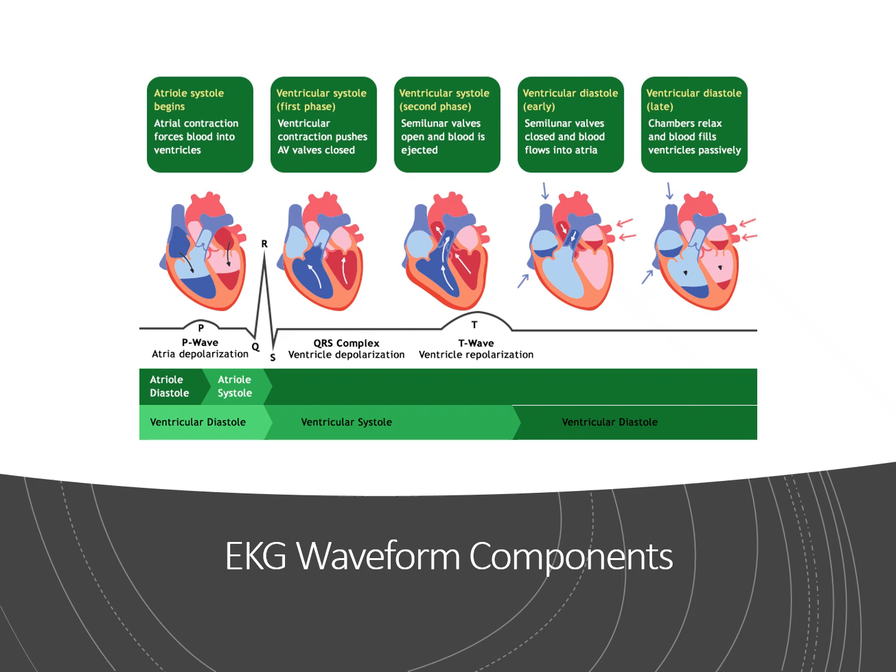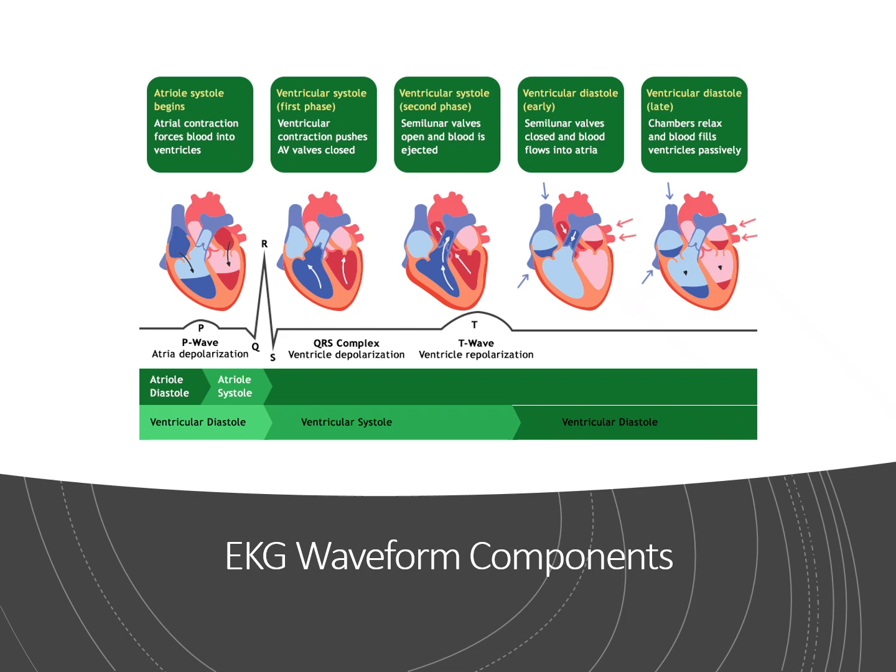Every rhythm we're going to analyze is built from these same electrical components. If you understand just this baseline, you can build toward recognizing both normal and abnormal rhythms. So let's start with the P wave. This represents atrial depolarization. And what do I mean by depolarization? It's the electrical signal that travels through the atria. You should only see one P wave before every QRS in a normal rhythm like sinus rhythm.